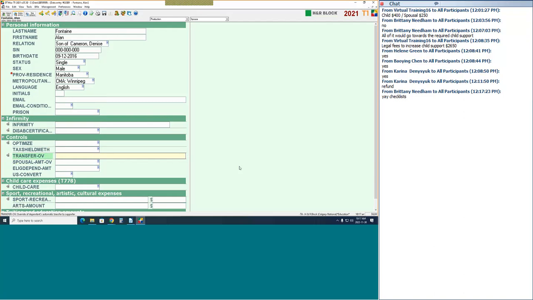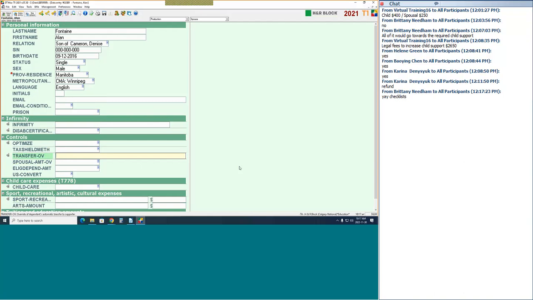Brittany, yay checklists. I agree. I love my checklists. My checklists are great. I can't remember all those rules. There are too many rules. But every time I see a Schedule 6, I pull out a checklist and go, are they supposed to be getting this? Every time I do an elder dependent, and I'm not kidding, every time, I do a checklist because it reminds me of the rules so I don't have to think of them.